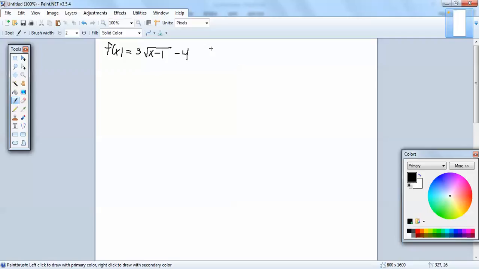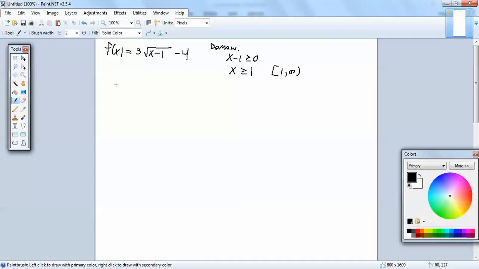First off, let's just note our domain here. When you've got a radical with an even index, you take what's inside the radical, the x minus 1, and you set it greater than or equal to 0. So then you solve it, and you get x is greater than or equal to 1. That would be our domain.